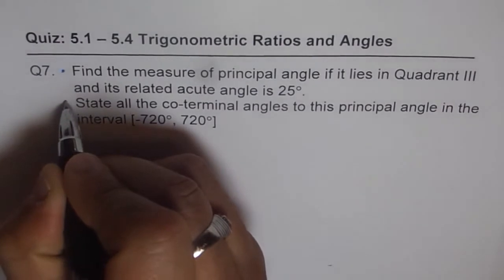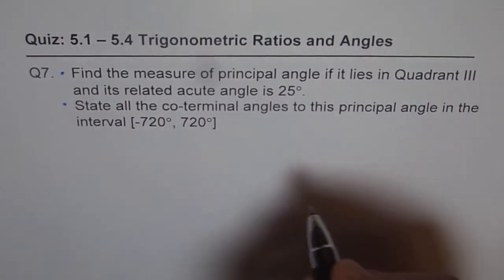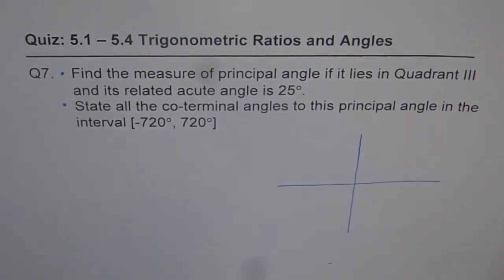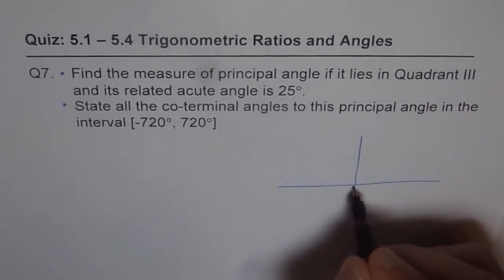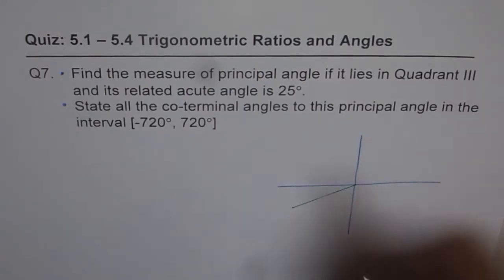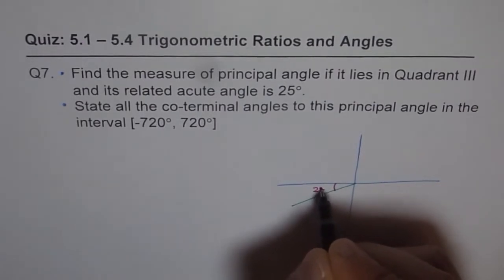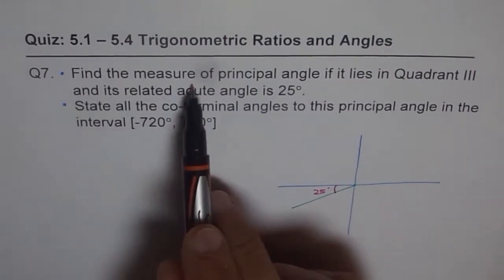So the first one is we need to find the measure of principal angle if it lies in quadrant 3. So let's sketch one. This is our quadrant, making it slightly bigger so that things are very clear. It's quadrant 3, so the terminal arm is in quadrant 3. That is our terminal arm and it makes an acute angle of 25 degrees. That much is given to us. Now what do we need to find here? It says find the measure of principal angle.